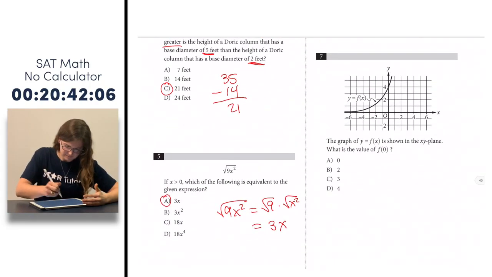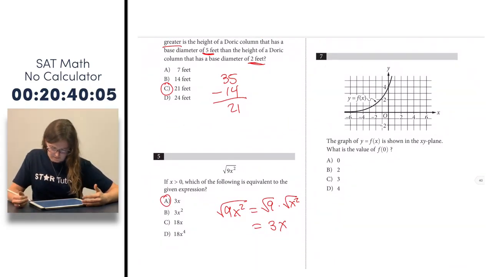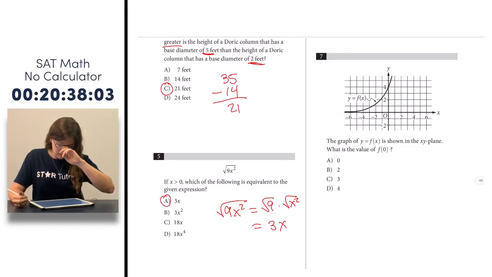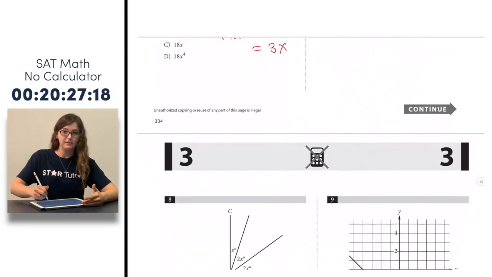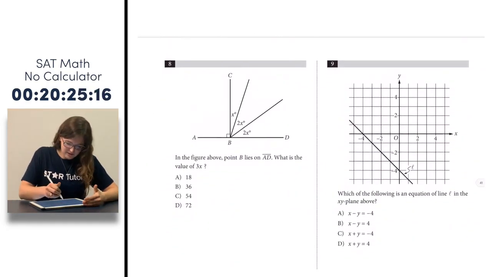Number 7. The graph of f of x is shown in the xy plane. What is the value of f of 0? F of 0, guys, that's just the y-intercept. That's what happens when you plug in x equals 0. Here I get 4. That was a nice one. I like that problem. All right, number 8.